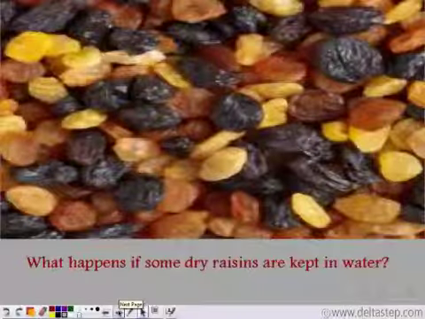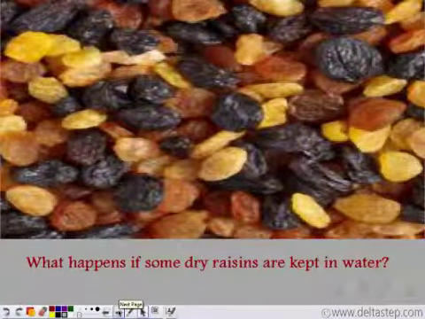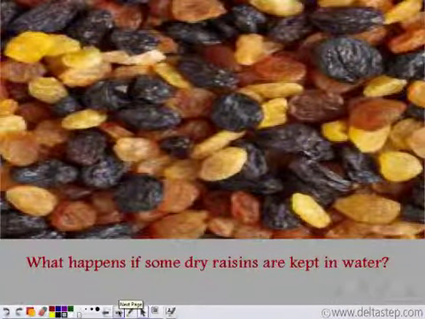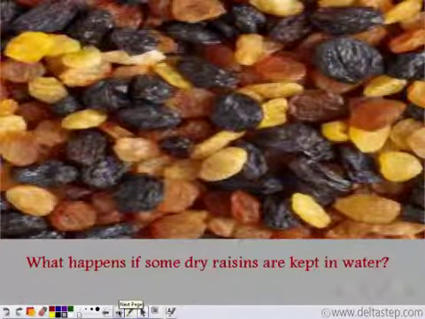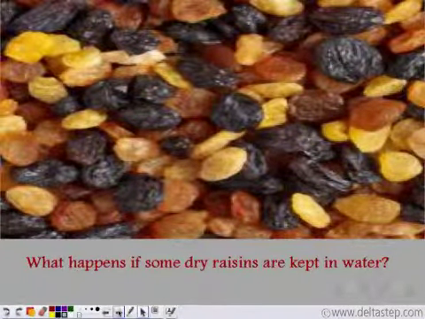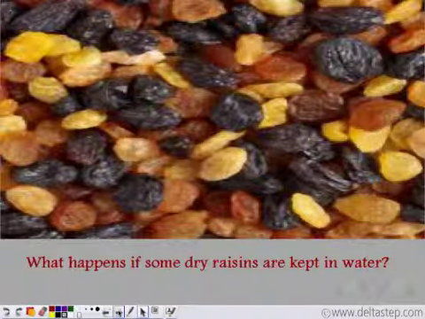Now, how does the stomata open so that gaseous exchange can take place? That is, taking up of carbon dioxide and giving out of oxygen. We'll see that very shortly. Now, what happens if some dry raisins are kept in water? You can perform this simple experiment at home.